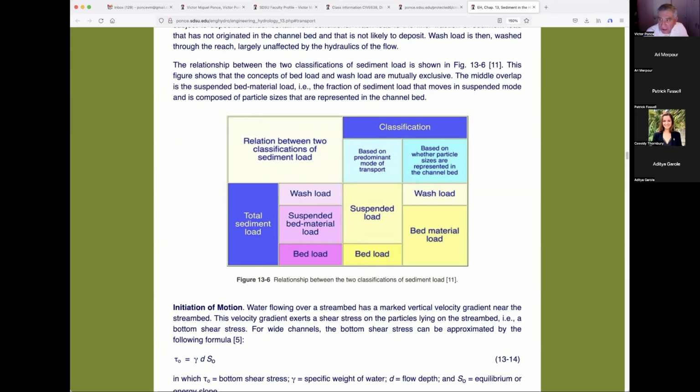It travels by jumping, sliding, and touching the bottom, while the suspended load, by its own name, is suspended. It's not touching the bottom. There are formulas for the calculation of suspended load only, or formulas for the calculation of the total sediment load, meaning suspended load and bed load.